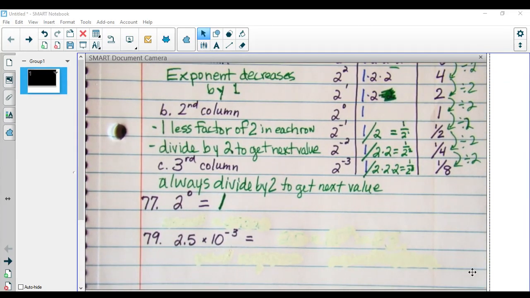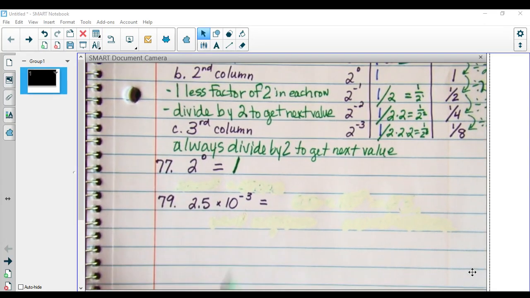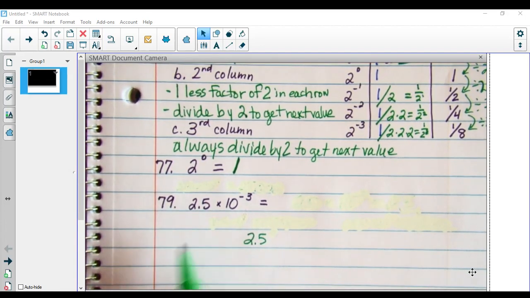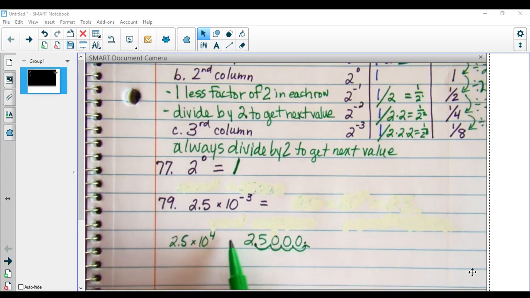All right, and the last problem, if we have the number 2.5 times 10 to the negative third, we have to do that one a little bit differently than we do when we have a positive exponent. With a positive exponent, in the example, we had 2.5 times 10 to the fourth. So we take our 2.5, take the decimal, move it 4 places to the right. And if that's where our decimal is going to go, we need to fill in zeros as placeholders. So we get 25,000.